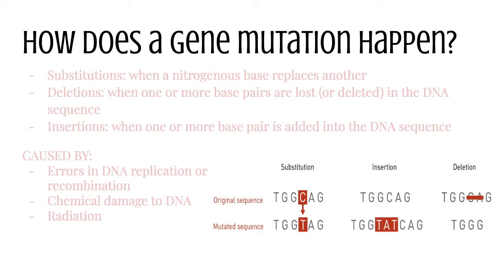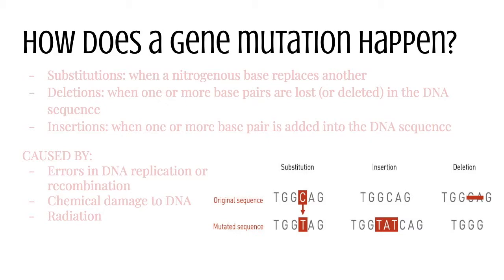An insertion is when one or more base pairs are added into the sequence. So, if the original sequence was supposed to be T, G, G, C, A, G, and then the mutated sequence would be T, G, G, T, A, T, C, A, G. And the TAT wasn't there originally, but it was added into the sequence.